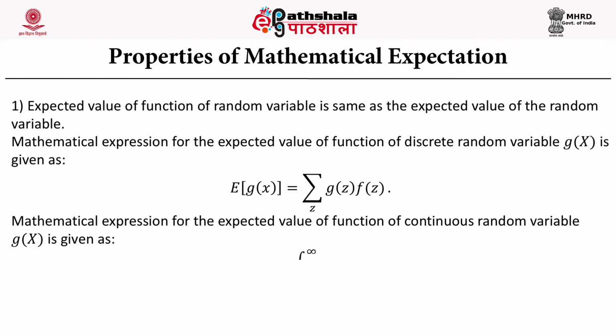Second, if the expectations of two random variables X and Y exist, the expectation of the sum of the two random variables is equal to the sum of the expectations of the respective random variables.